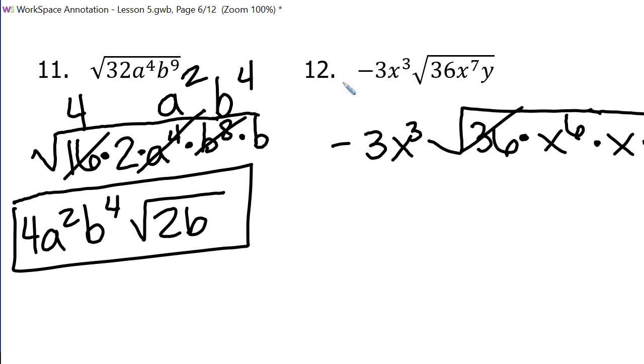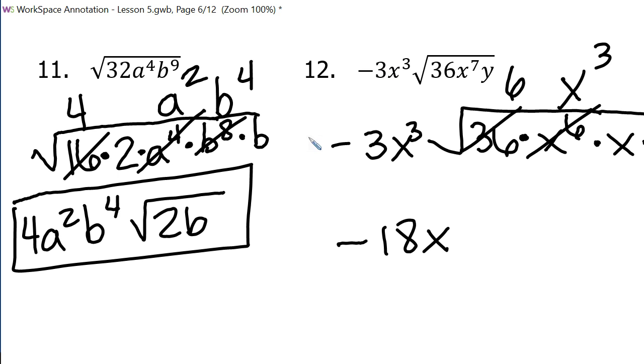Mark out the 36. What's the square root of 36? 6. Mark out x to the 6th. What's the square root of x to the 6th? X cubed. Now, what do I do with all these outside numbers? Multiply. So multiply the coefficients first. What's negative 3 times 6? Negative 18. And when you multiply your x's, x to the 3rd times x to the 3rd is x to the 6. When you multiply, add those exponents. So 3 plus 3 gave us 6. And what's left under the radical? X, y.